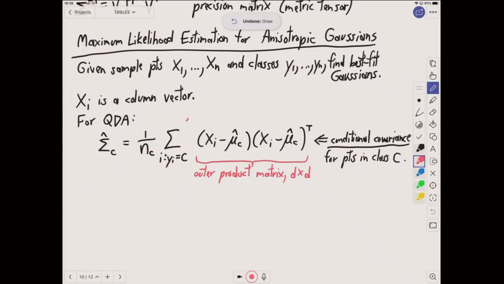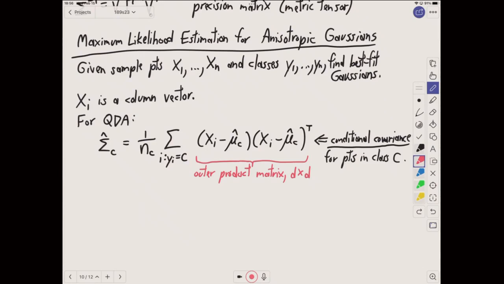So when you look at the sum and then divide by NC, that means we're just taking an average. We're taking the average of all these outer product matrices, one for each sample point in class C. And of course, although each individual outer product matrix has only rank 1, when you add a bunch of those matrices together, you could get any rank, or at least rank NC. So in order to do Gaussian discriminant analysis, you need to know how to compute this for QDA.